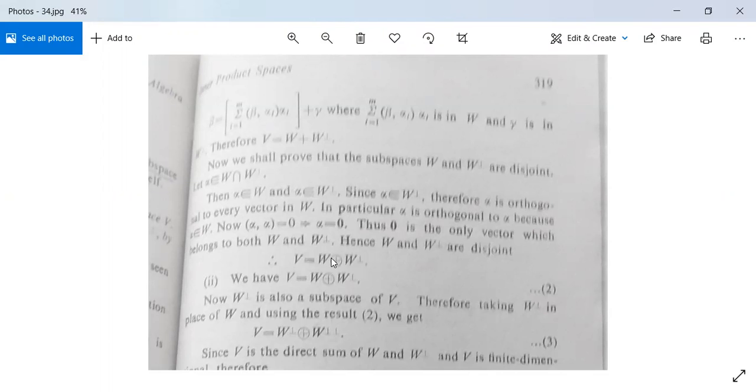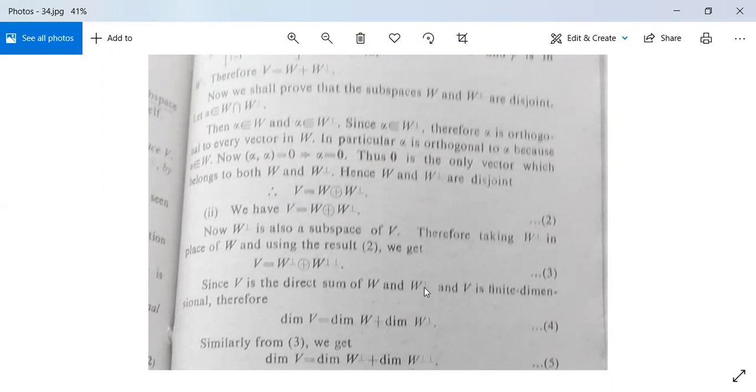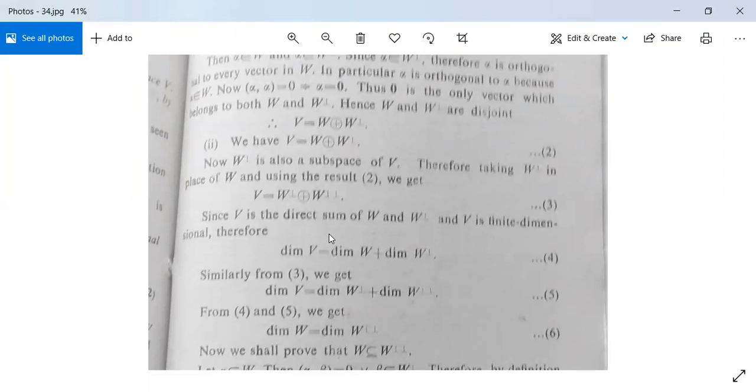ठीक है, क्योंकि V is equal to W plus W perpendicular आ रहा है और W and W perpendicular are disjoint. Second, we have V is equal to W direct sum W perpendicular. Now W perpendicular is also a subspace of V. Therefore, taking W perpendicular in place of W and using the result 2, we get, W की जगह W perpendicular लेंगे तो हमको ये result मिल गया. So since V is the direct sum of W and W perpendicular and V is finite dimensional, direct sum क्यों हो गया? Because W and W perpendicular are disjoint. Therefore, dimension V is equal to dimension W plus dimension W perpendicular. Similarly, from here, dimension V is equal to dimension W perpendicular plus dimension W double perpendicular. तो इन दोनों से, इक्वेशन 4 और 5 से, मिल जाएगा dimension W is equal to dimension W double perpendicular.